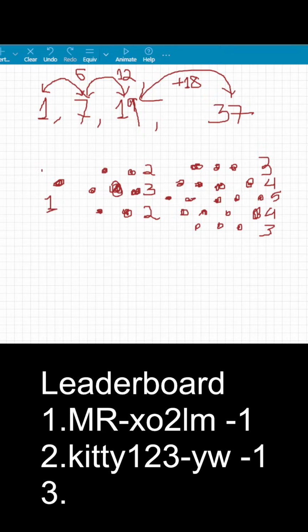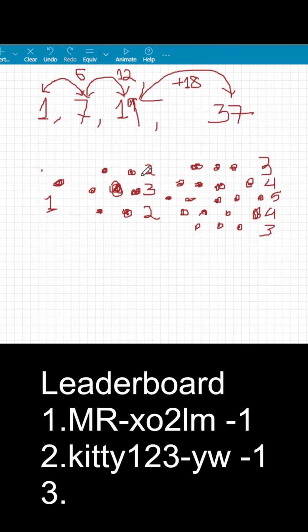So the name is added in the leaderboard. So this is the correct answer. So we had two kinds of patterns here. One is the pattern where you add the numbers in the series and find out the difference between them. So the differences were every time it was increasing by 6, so 6, 12, 18.